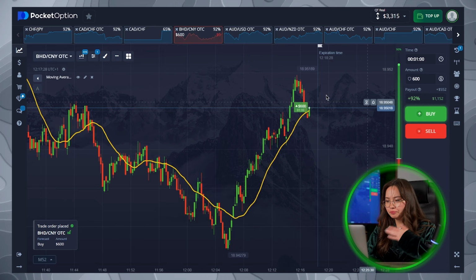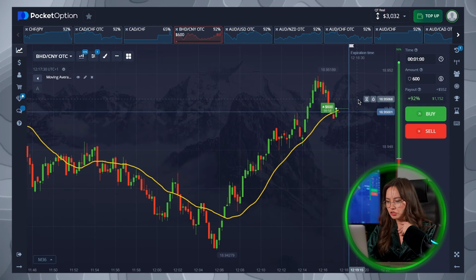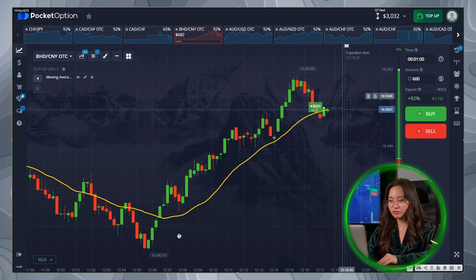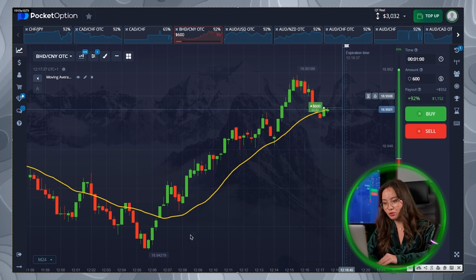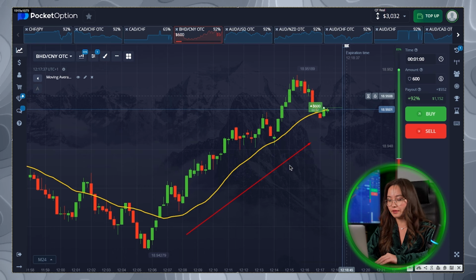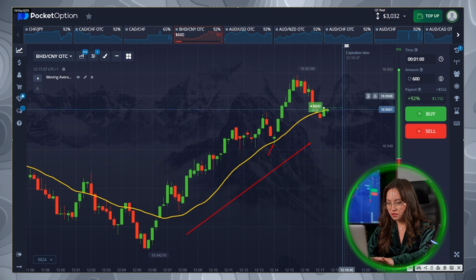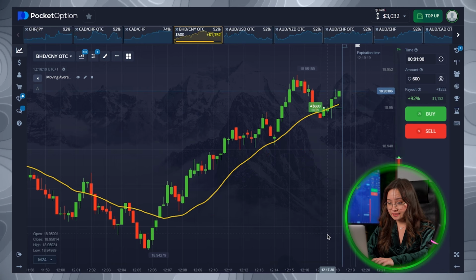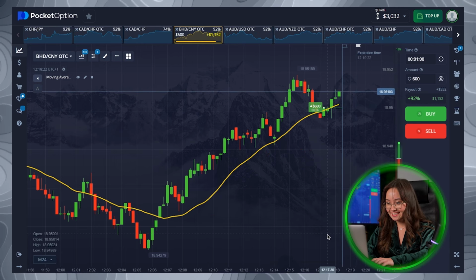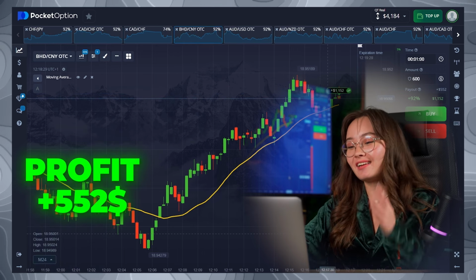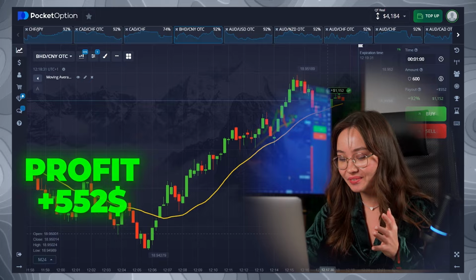Let's keep going. Opening another long position. Okay, we are seeing a beautiful uptrend. The price came to the moving average and bounced off again. I'm betting it's going to keep... Yes, it's going to keep climbing. Let's see. Yes. Trade closed in profit. Awesome.